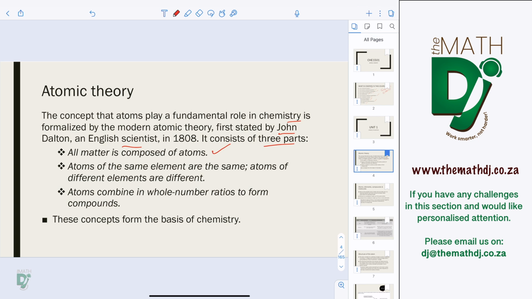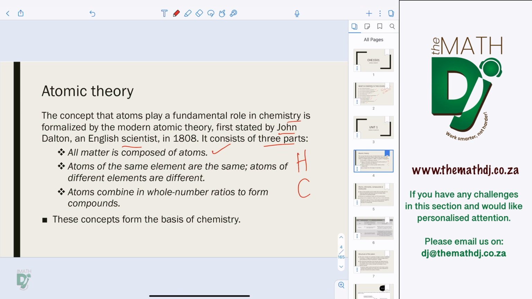So what do we mean by this? If we talk of hydrogen, denoted by an H, all hydrogens are the same. There's no different hydrogen. They are the same. And the other element can be carbon. So hydrogen and carbon, they are different. So different atoms are different, just like apples are different from oranges.